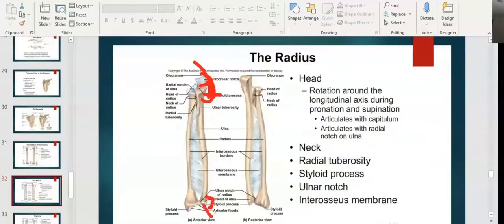If you look at the radius, we said the top part of your radius is going to be the head. If you have a head, it's because this part right here is going to be the neck. And you're going to have in here this bump right there. That one is going to be called the radial tuberosity. So these are the structures that you have in your proximal epiphysis. In the distal epiphysis of your radius, you're going to have right here another pointy area, which is going to be the styloid process of your radius.